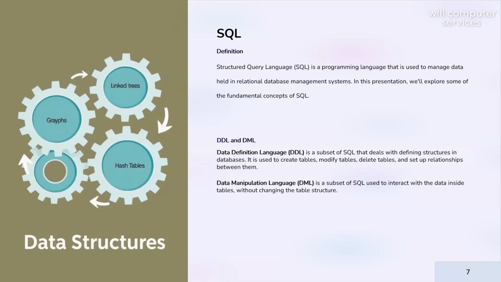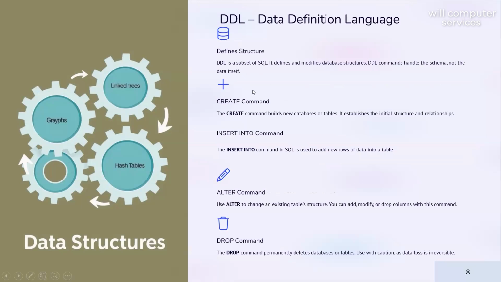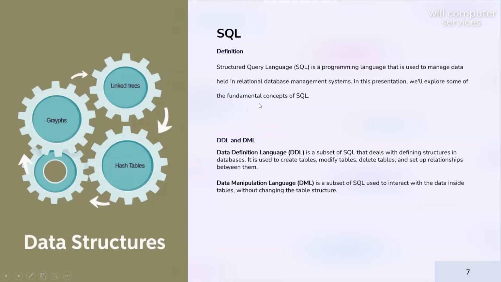So when we talk about SQL, we have two main concepts: the DDL and the DML. What is DDL and what is DML? DDL stands for Data Definition Language. It's a subset of SQL that deals with defining structures in databases. It is used to create tables, modify tables, delete tables, and set up relationships between them. And the second one is Data Manipulation Language, DML, which is a subset of SQL used to interact with the data inside tables without changing the table structure.